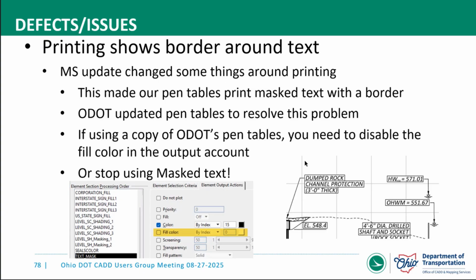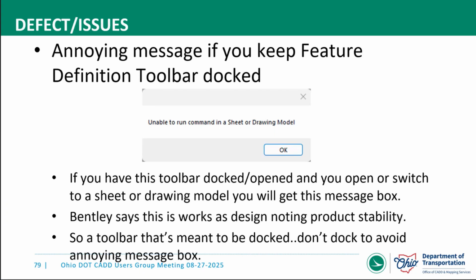Another one that I just want to get on my soapbox about. If you dock your feature definition toolbar, every time you open a sheet file, you get this annoying pop-up that says unable to run command in sheet or drawing model. Who's seen this? Who's annoyed by this? All right. You're not the only one. The reason is the feature definition toolbar. If you have it docked and you open a drawing or a sheet model, it gives you this message. So to get rid of it, you've got to close that feature definition toolbar, which, mind you, is a toolbar that is designed to be docked.